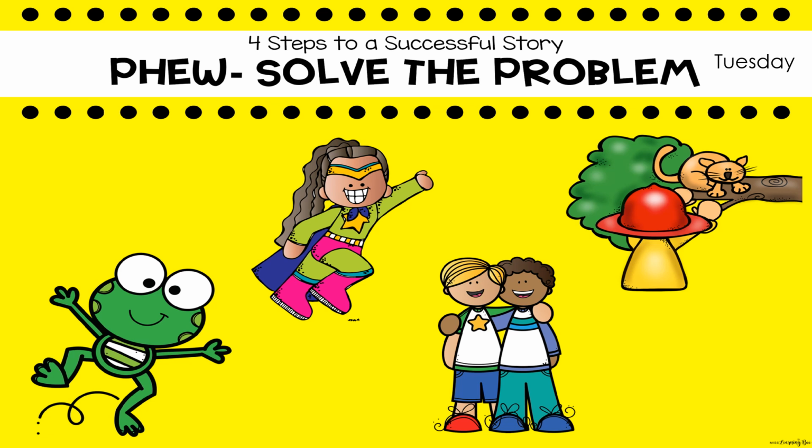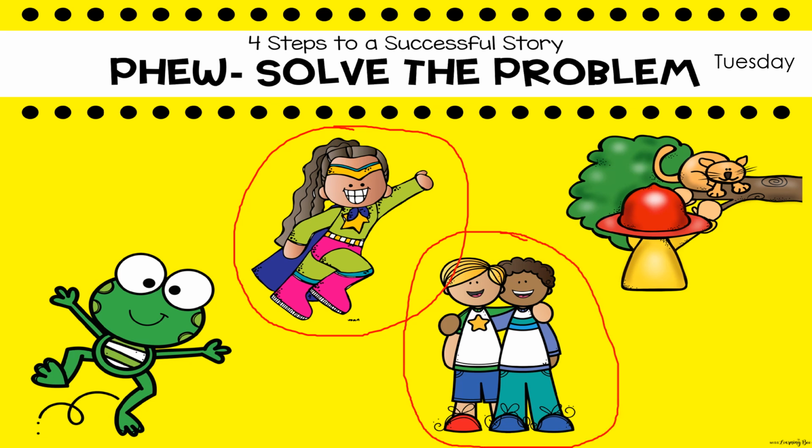Finally, we come to the final step to a successful story, which is phew, when the problem is solved. So you might see a superhero who has come to rescue people or solve the problem. You might see people making up after an argument they've had and they are friends again. Or you might see someone rescuing an animal like this fireman who's rescuing a cat from a tree. You may have seen solutions to problems in stories like this already, or you could use them as ideas for your own stories.